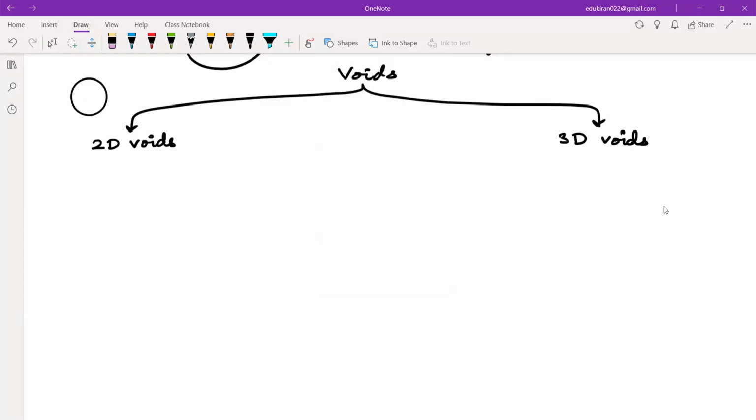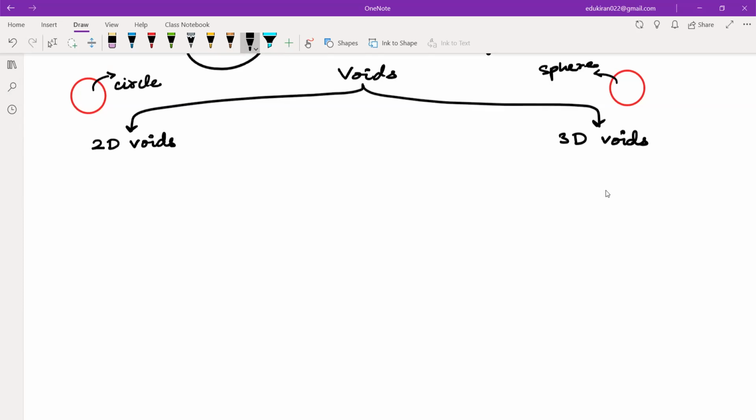Now, to make voids, I will first of all need atoms, so I will be showing atoms in this way. What is the difference between these two circles that I have placed in 2D void and 3D void? Is there any difference? No, sir. No, there is a difference. If I place a circle in the context of 2D, it means it is a circle. If I place a circle in the context of 3D, it means it is a sphere.